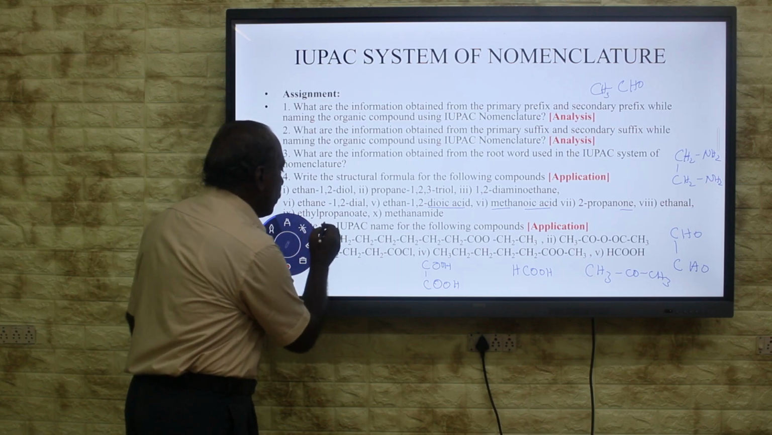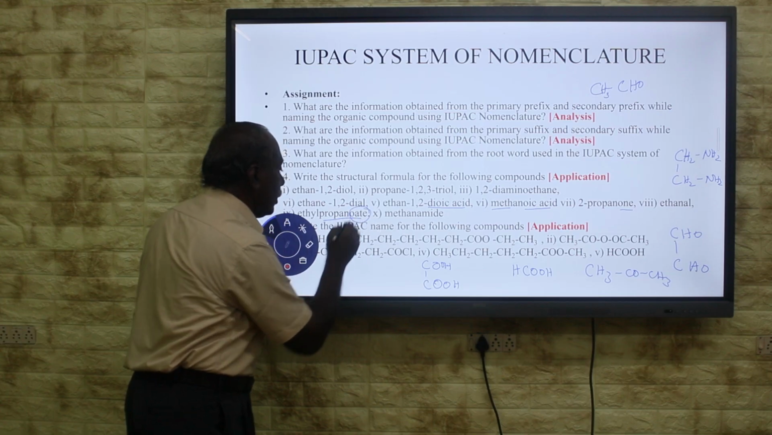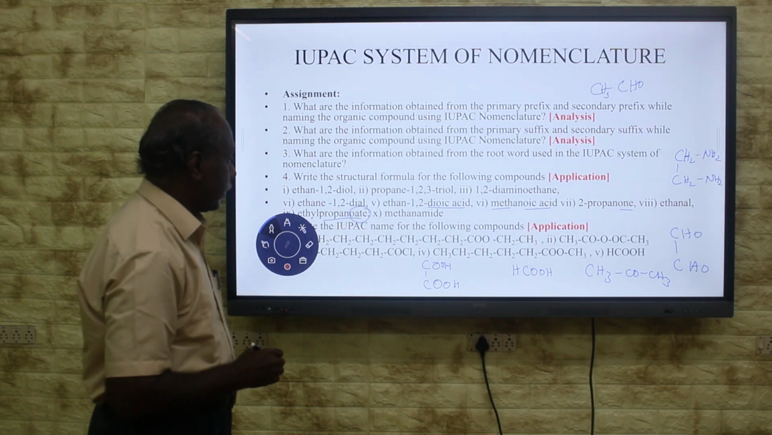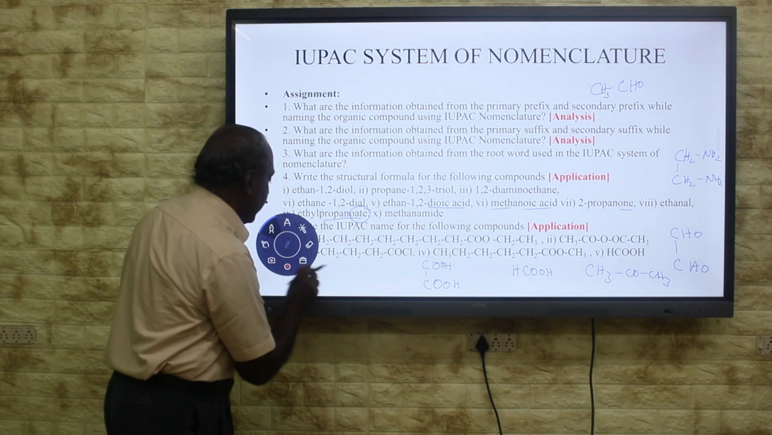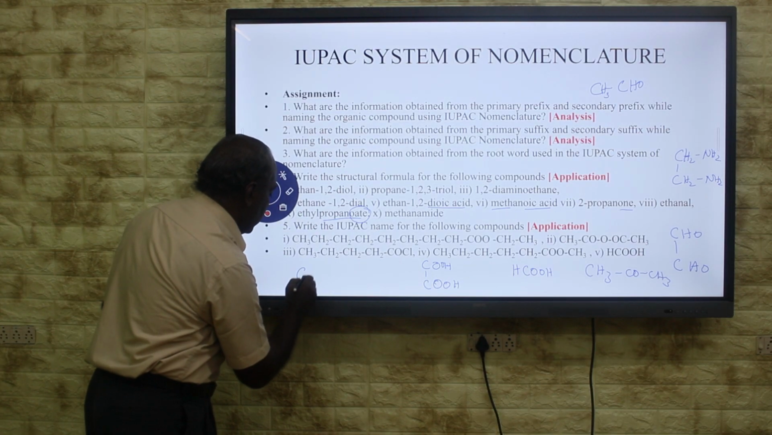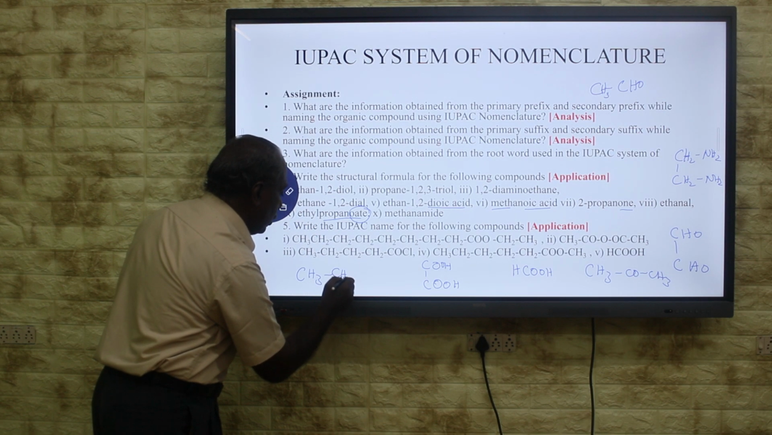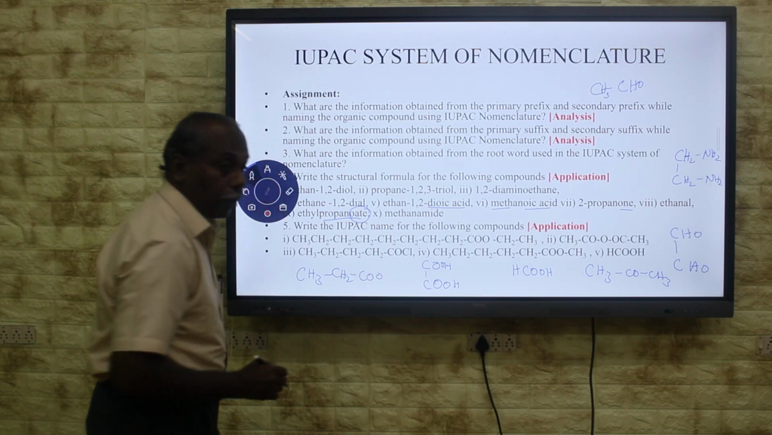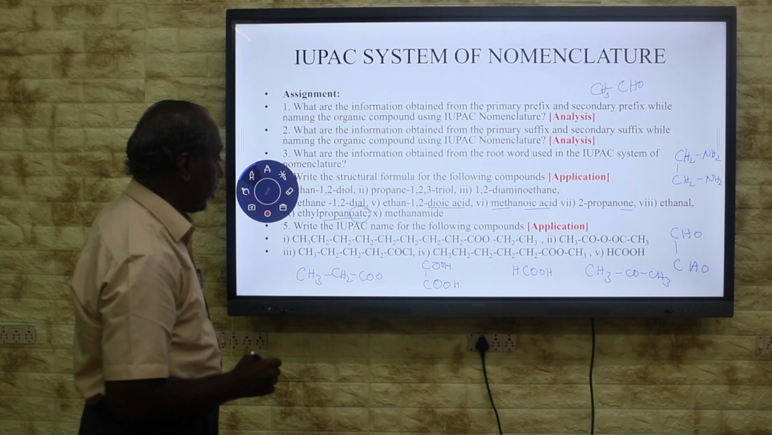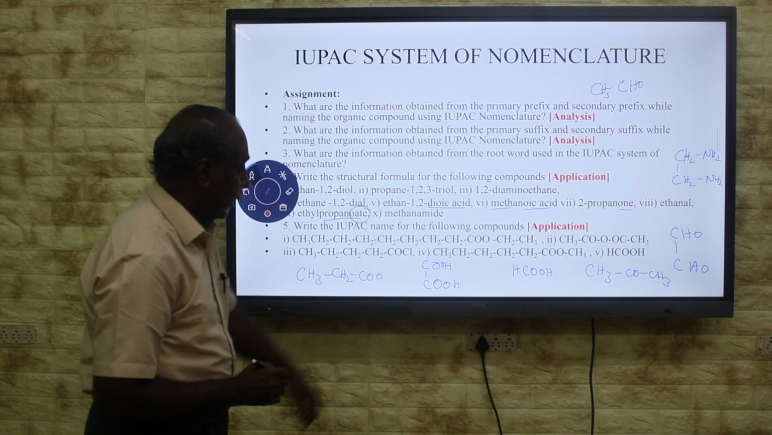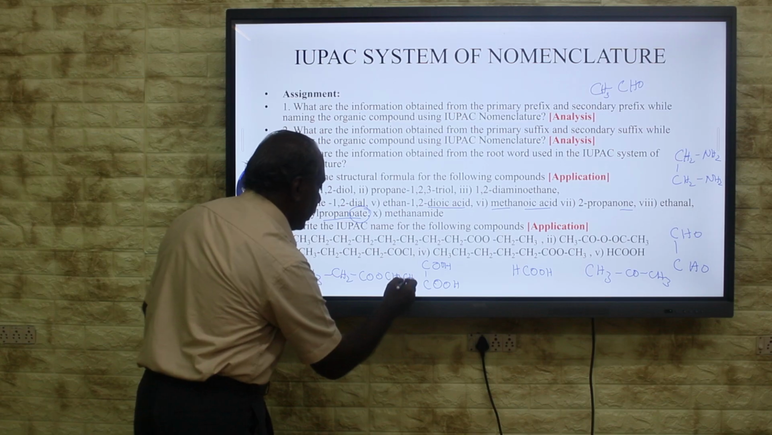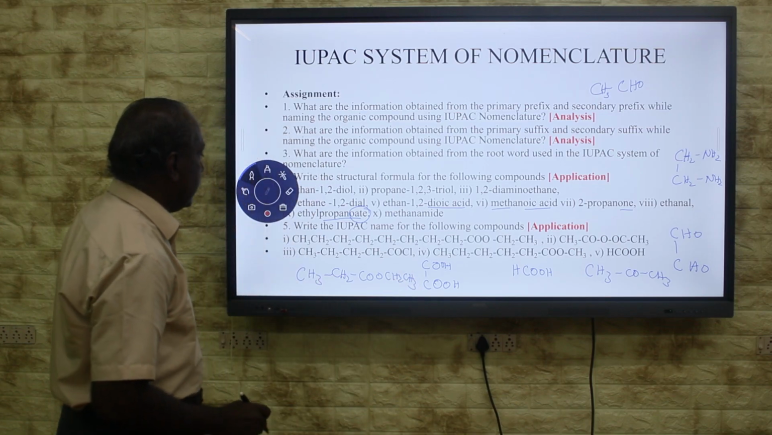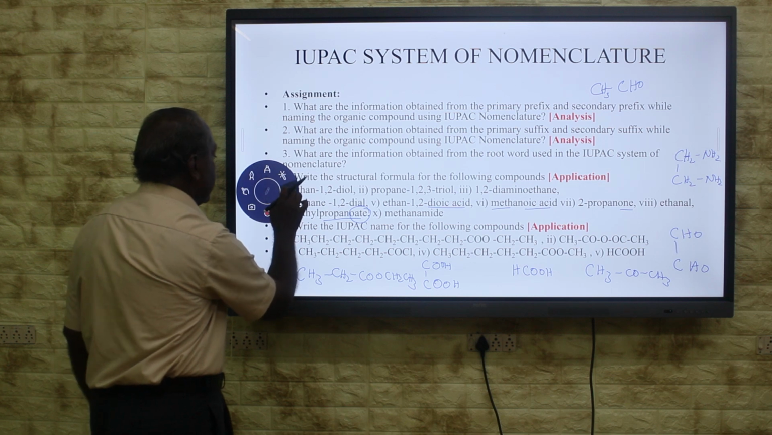Ethyl propanoate. When you add the word OATE, it is an ester. It is a propanoic ester. You write the structure of propanoic acid: CH3CH2COOH. If H is present, it will be propanoic acid. In propanoic acid, the hydrogen of COOH is replaced by an ethyl group. It is ethyl propanoate. In that way we are going to write the structure of this compound.